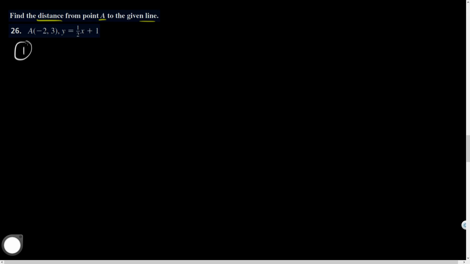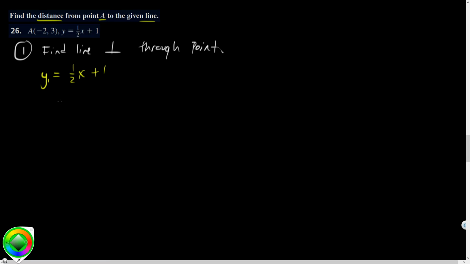So step one, which is going to be quite a bit of work, I'm going to find the line perpendicular through the point. Okay, so that's my step one. In order to do that, I'm going to take their line, I'll call it y sub 1, why not, equals half x plus 1. Notice the slope of their line is the half.